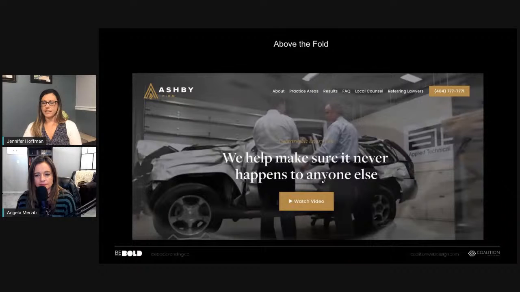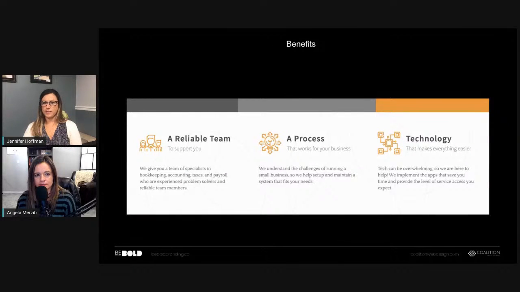All right, so the next section down is the benefits. This is an example from an accounting firm. You can see that they put this into 3 different columns. You can see by the headers, they're nice and big and clear. A reliable team to support you, a process that works for your business, and technology that makes everything easier. It's just very clear what the main benefits are that they provide to their clients. So I think this is a really good example. And if you want to read more about those details, it's in smaller text.